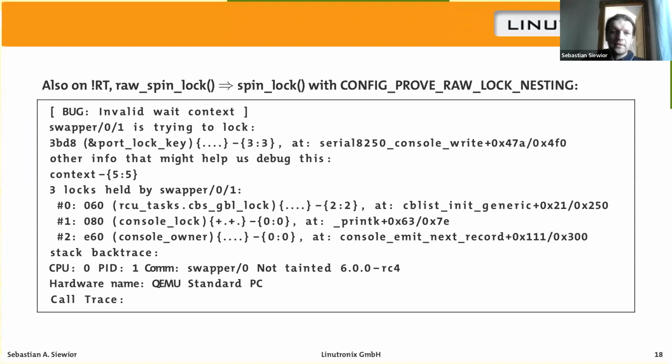So it basically says that we have an RCU lock, which is perfectly fine. And then we nest further to the console lock and the console owner. And then we get to the state where we have a raw lock, and then we try to get a sleeping lock. And this is the warning we get then. So this is one thing that we try to get up, to have some debugging output on kernels which run without RT.